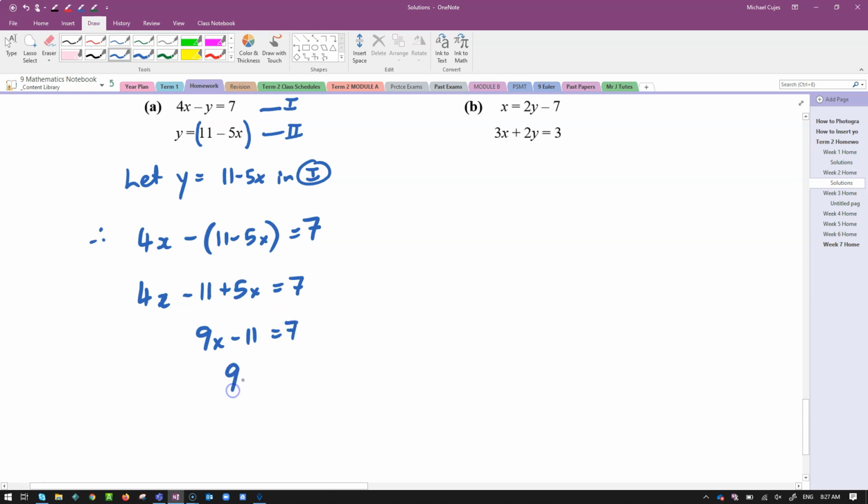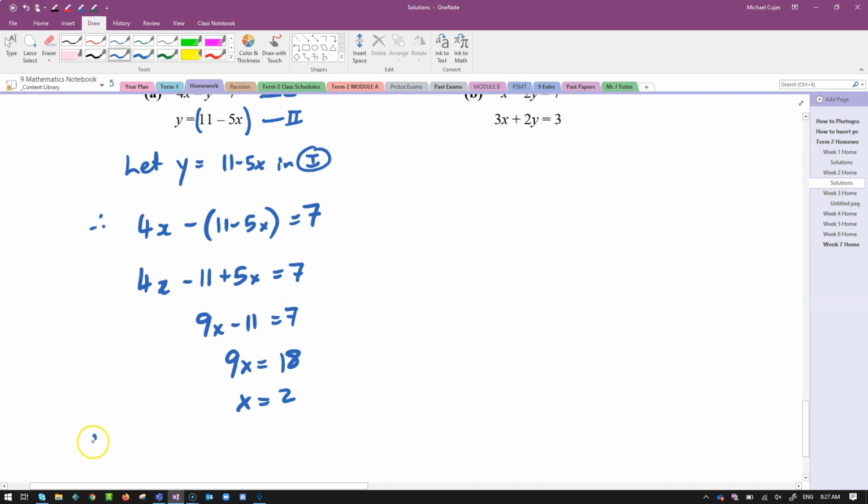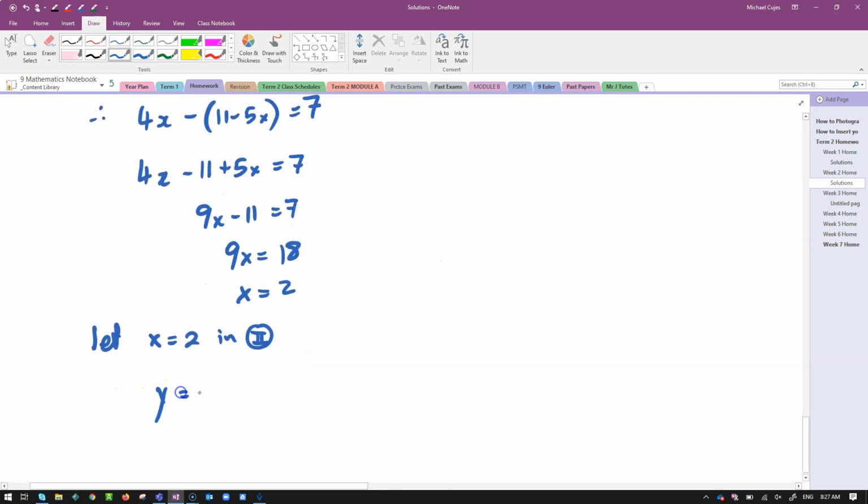Add 11 to each side. Divide by 9. X equals 2. Am I all done? No. What are we missing? Got to find y as well. Simultaneous equations. So I'm going to say let x equal 2 in, I'm going to go for equation 2 because it's already been set up for me. Y is going to equal 11 minus 2 times 2. Y equals 7.